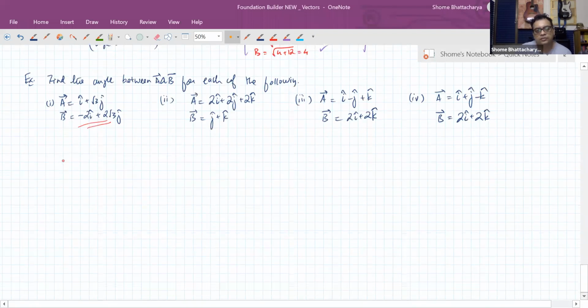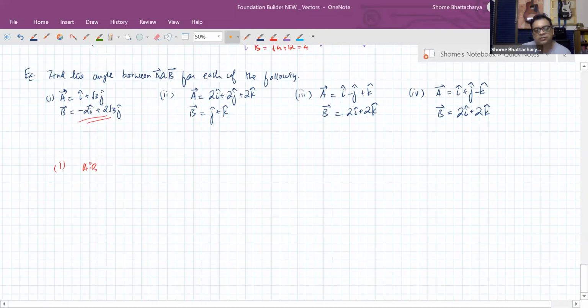In the first one, you can see that A dot B is -3. Oh, sorry. No, no, my mistake.